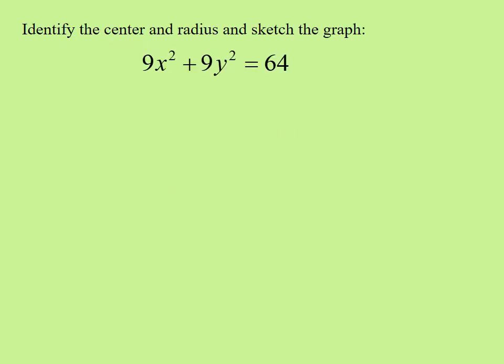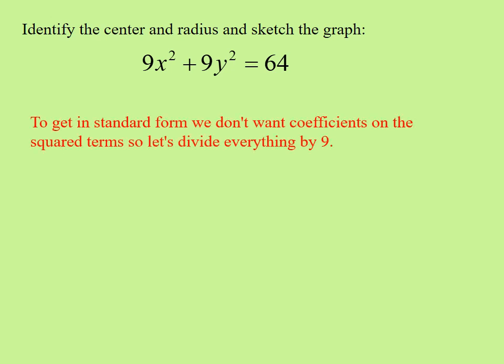Another example, let us identify the center and radius and we'll sketch the graph of the equation of the circle. Our equation is 9x^2 + 9y^2 = 64. So, ang atong pangitaon ni karon, unsa man ang center sa atong circle, ug pila pod ang radius. Then after, i-graph nato siya. Okay, unsay nabantayan ninyo sa equation?